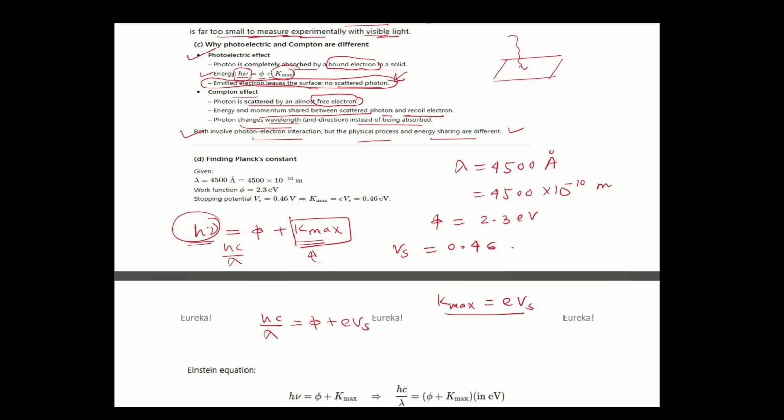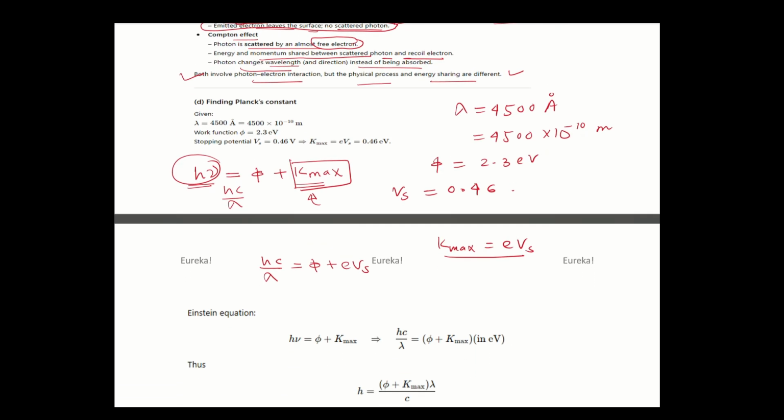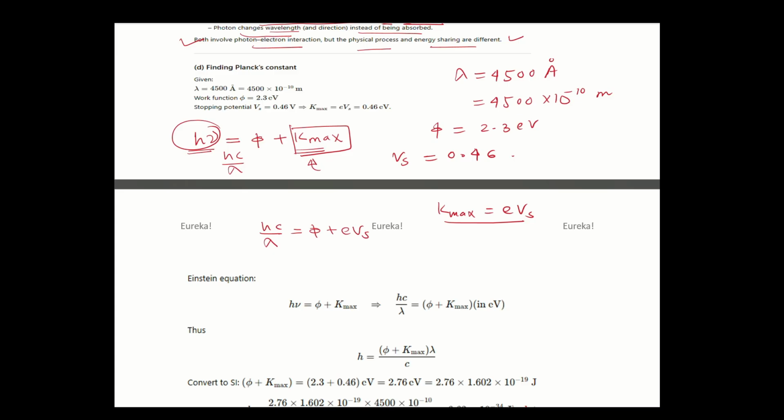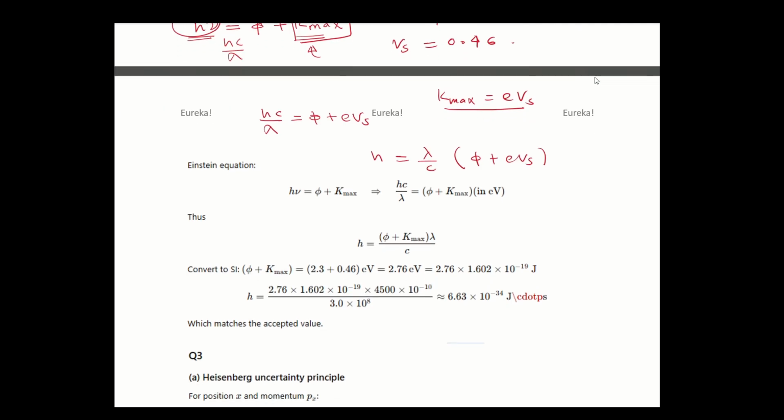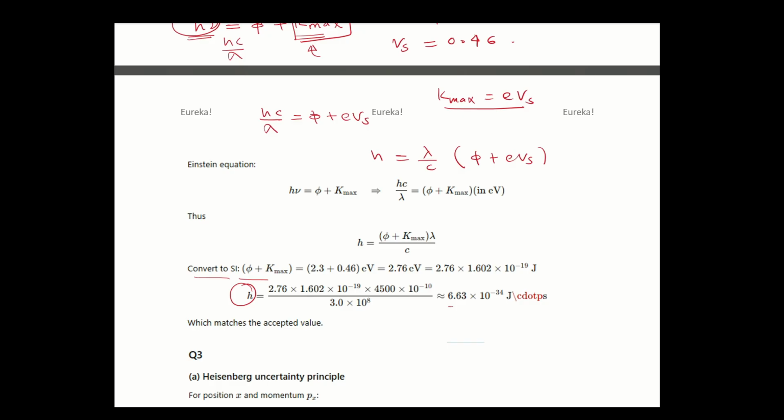From here we have to calculate the value. So h equals lambda by c times (phi plus eVs). If we substitute all the values, we get the value of h, that is 6.63 times 10 to the power minus 34 joule second. So this is the value of h we can easily calculate from the Einstein equation.